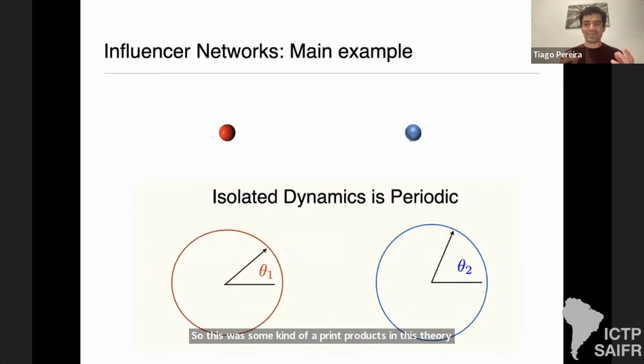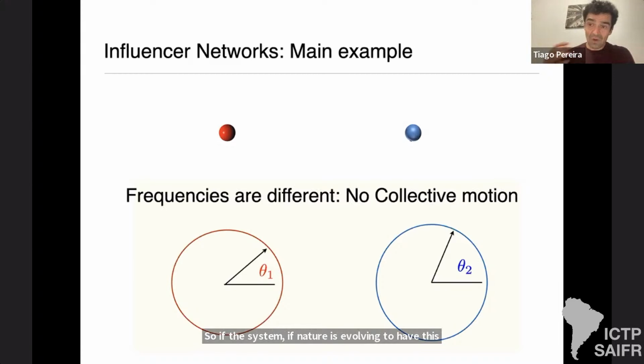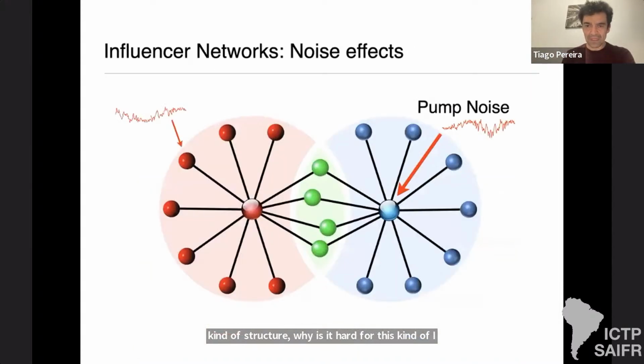If nature is evolving to have this kind of structure, why is it hard to synchronize these structures? Why is it hard for this kind of network to have collective motion?